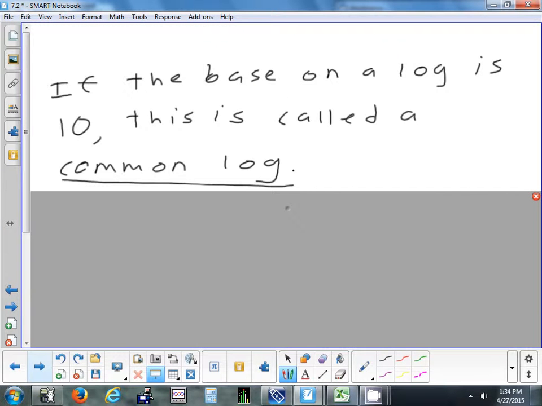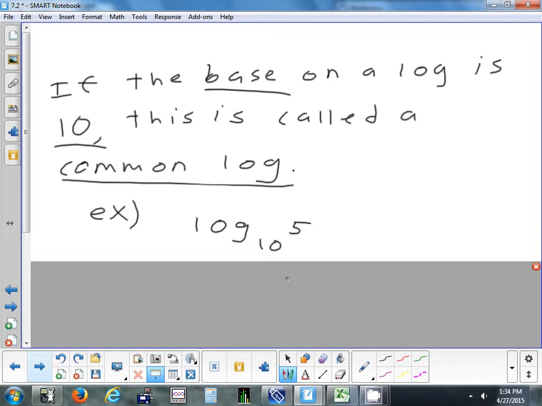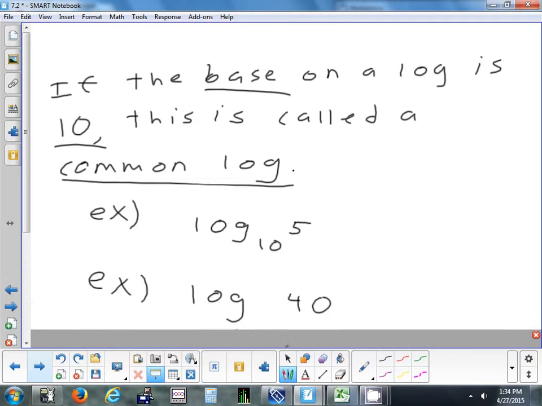Okay. And the last type of logarithm that has a special name, it's called a common log. Common log is when the base is 10. That's an example of a common log. Log base 10 of 5. So if I ask you on the test to define what a common log is, you'd say it's a log that has a base of 10. If I ask you what is a natural log, it's a log with a base of e. So there's one common log. There's an example of another common log.